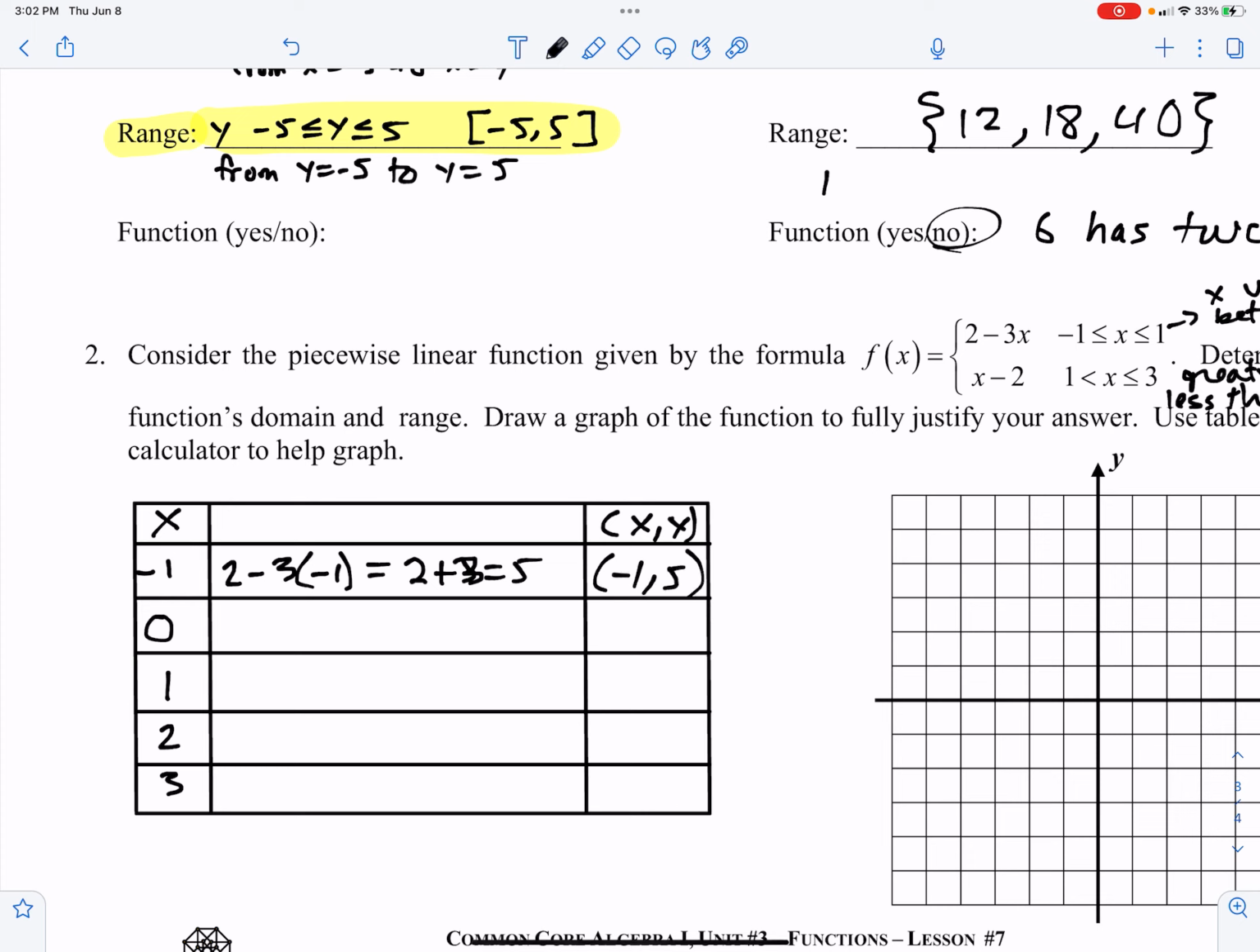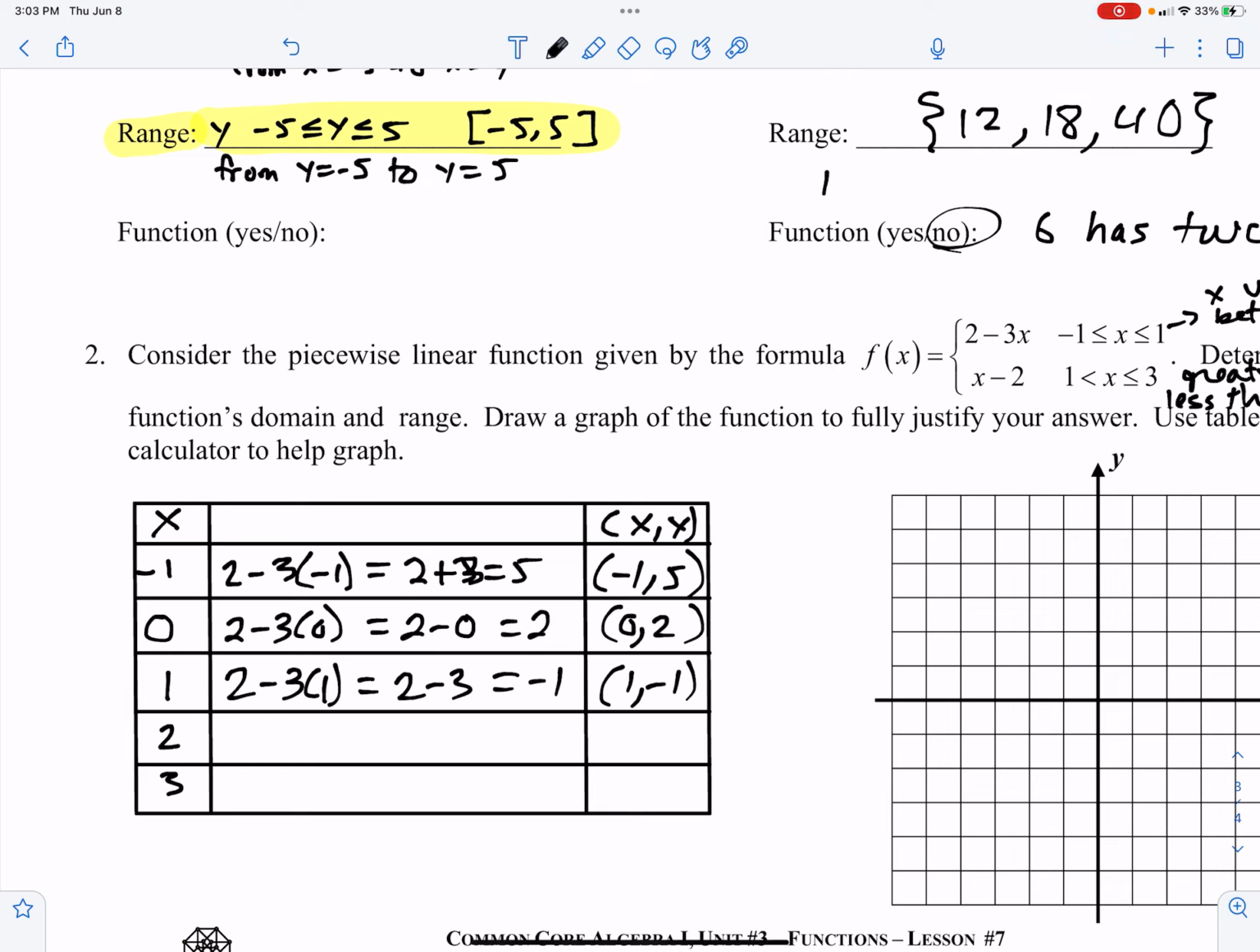Okay, let's do the same thing. Now 0 is also in between negative 1 and 1. So we're going to go 2 minus 3 times 0, which would be 2 minus 0, which would be 2. So we're using the point 0, 2 right here. 1 is also included in that interval. So we're going to go 2 minus 3 times 1, which would be 2 minus 3, or negative 1. So we're graphing the point 1, negative 1.